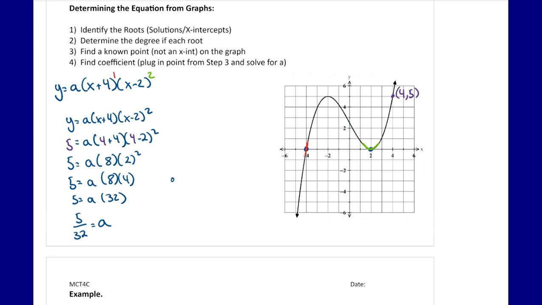So therefore, the equation for this function would be y equals, or f of x equals, 5 over 32 times (x plus 4)(x minus 2) squared. So that would be the function, or the equation, for this polynomial function. So again, similar to what we were doing in terms of sketching it, we're looking at each root. The only difference here is if we have to determine the a value.